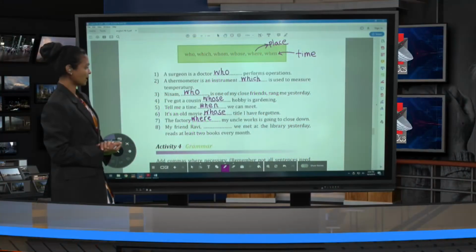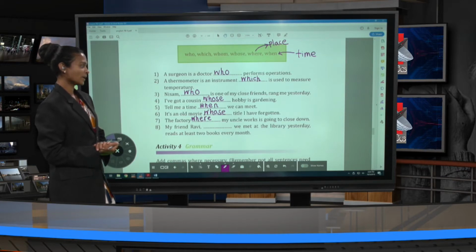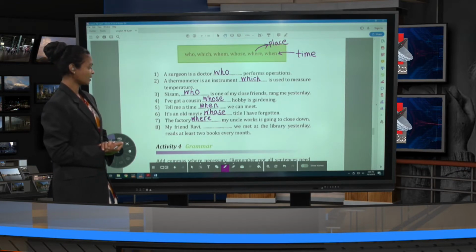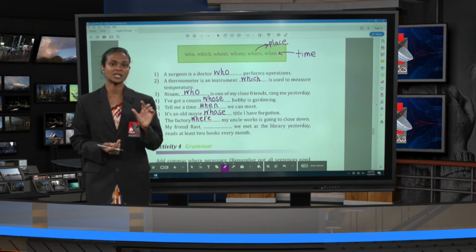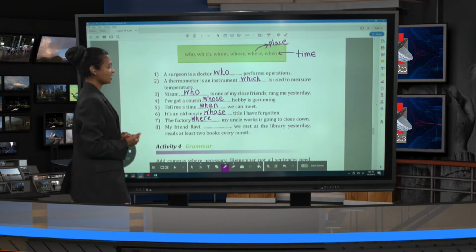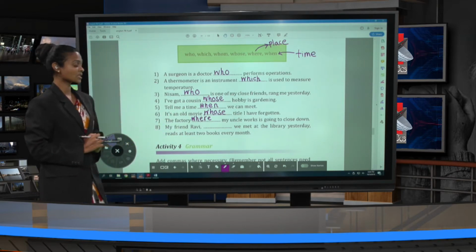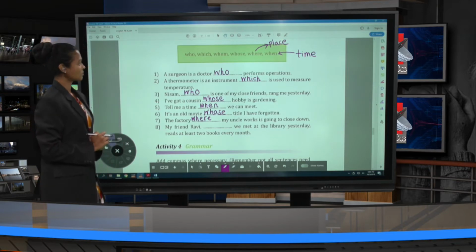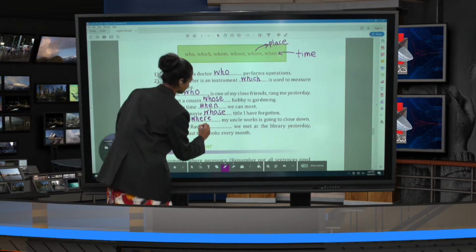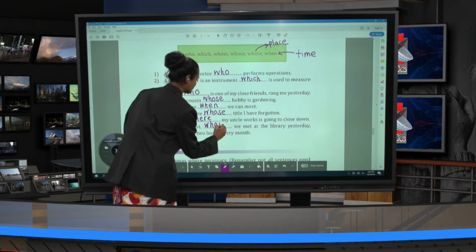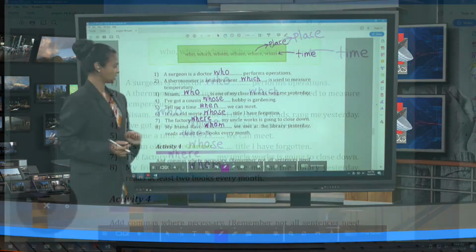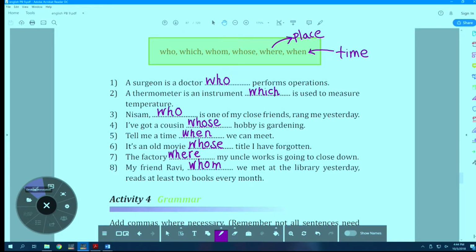8th one, my friend Ravi, we met at the library yesterday, reads at least 2 books every month. Then the person is described here. What is your answer? My friend Ravi whom I met Ravi. Then Ravi becomes objective form. My friend Ravi whom we met at the library yesterday reads at least 2 books every month.